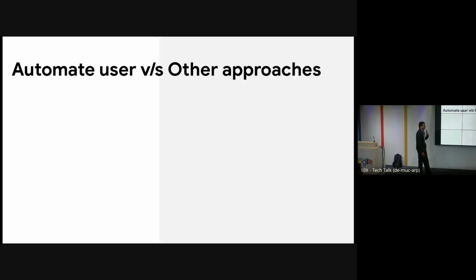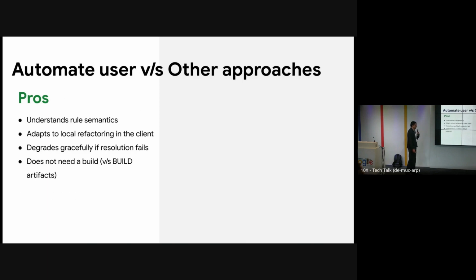And how does this compare with the other approaches? So this understands the rule semantics. Right? You need to understand the relationship between the rules. What does the exports attribute mean? You understand that this macro generates an SH test. I'm looking at Java, so I don't care. You need to understand the language semantics. It adapts to all local refactoring which you have done on your client. It degrades gracefully if resolution fails.